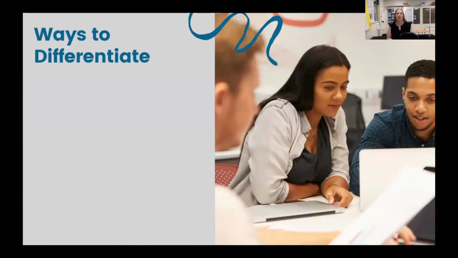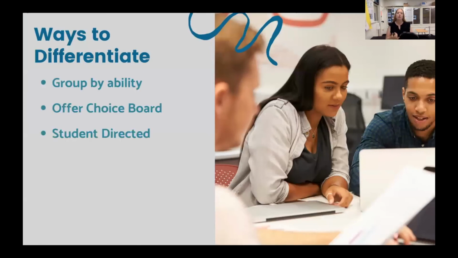So again, ways to differentiate. You can do grouping them by ability. That's the easiest way, so get started with that one. You can offer them choice boards, different choices for different levels, different activities that they could be doing. Yes, that could mean that you have 3 different labs going on at the same time. Absolutely. And when you're doing something like that, classroom expectations, having procedures is super, super important, right?